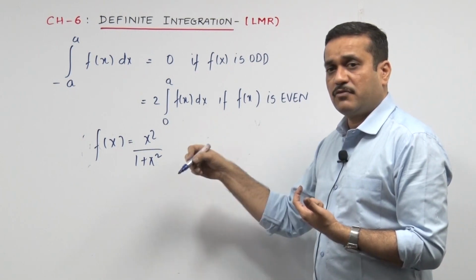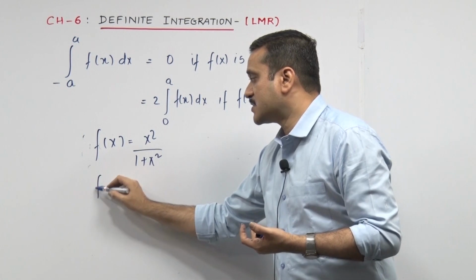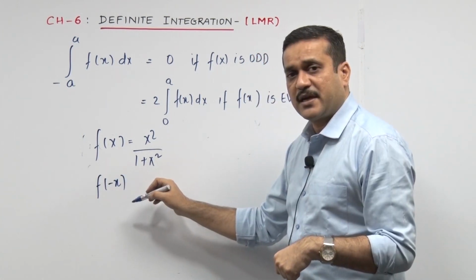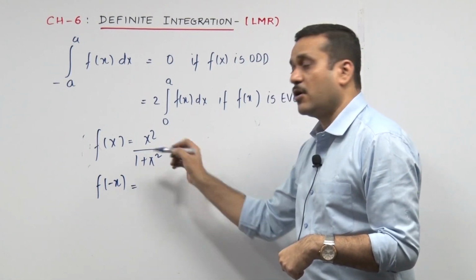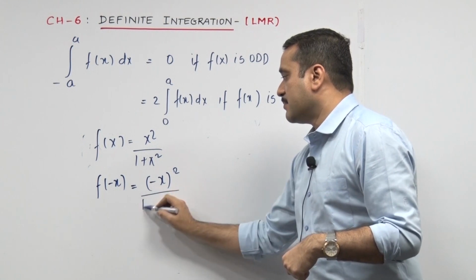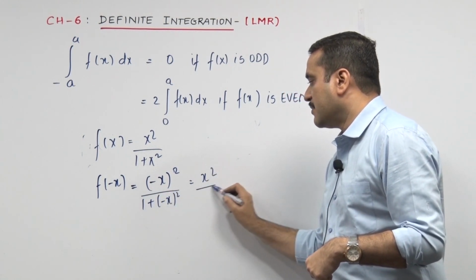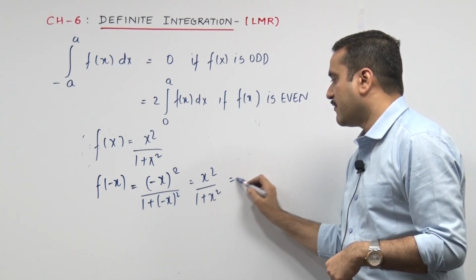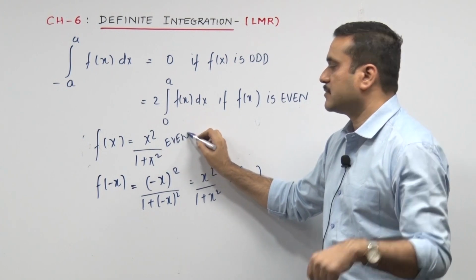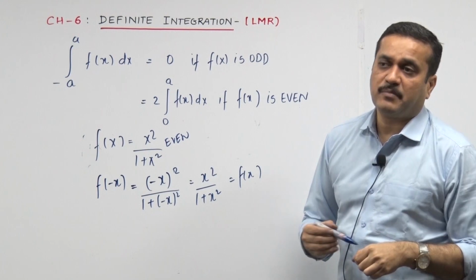So we come out with the function and then we put it under the litmus test, the odd-even function test. We go for f of minus x. I give you f of x. You need to find f of minus x. How? You change all your x to minus x. So that goes minus x the whole square, 1 plus minus x the whole square. Now that goes x square upon 1 plus x square. You are back to f of x, and therefore the function has become even. Check. I repeat: I give you f of x, you find f of minus x.